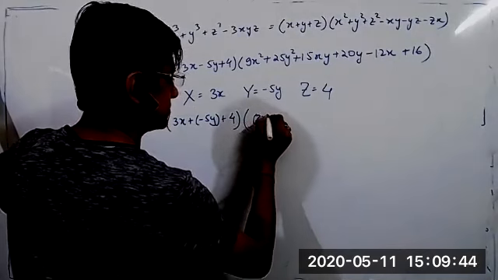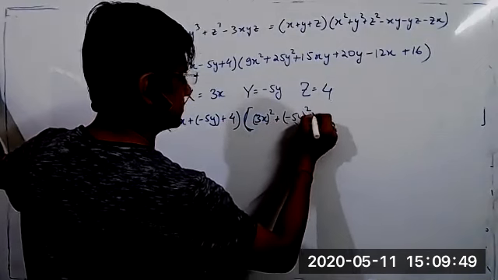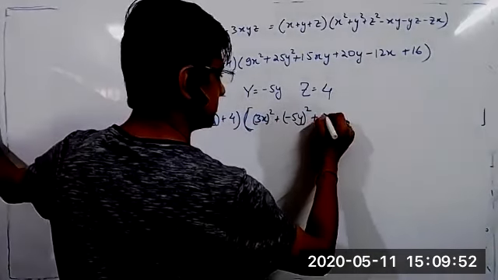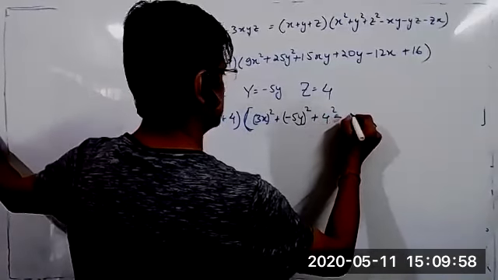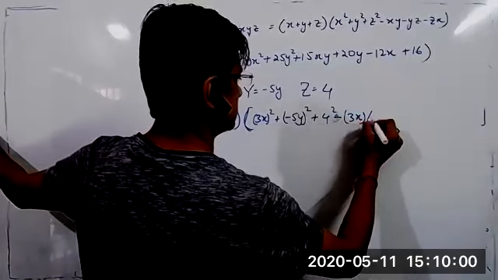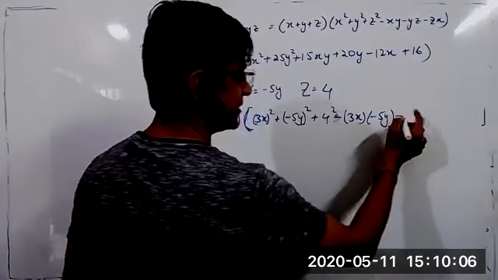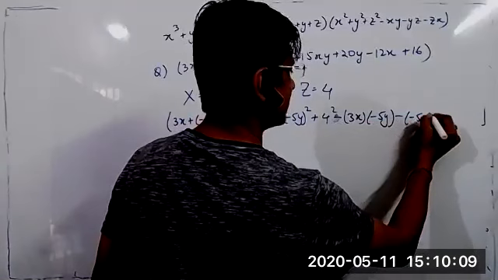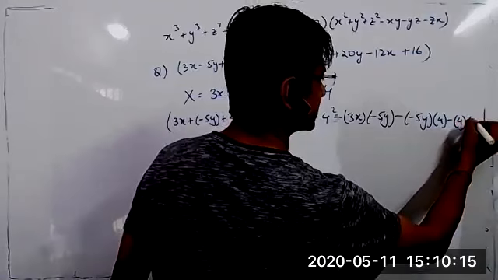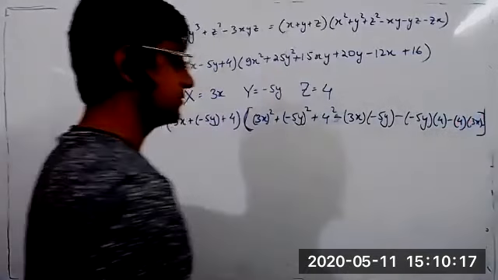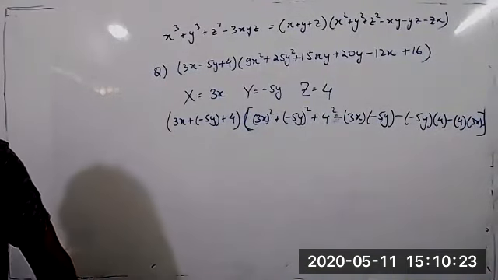then 3x to the whole square plus 5 square plus 4 square. Yes, sir. Then minus xy minus yz minus zx. Correct? Yes, sir. Any problem in understanding till this step? Anyone has?